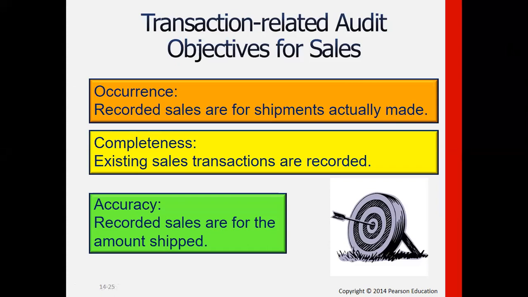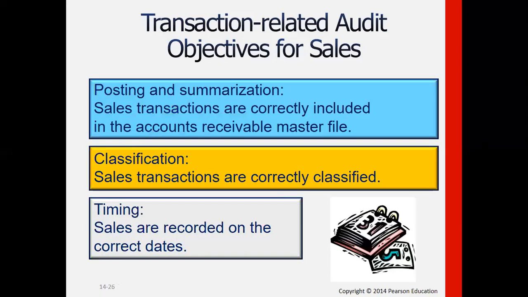In addition, these are the transaction-related audit objectives, which would be occurrence or existence. As explained a while ago, we'll check whether certain recorded sales are actually made, or the shipments have been made, or they actually occurred. Then completeness would be to check if those transactions confirmed to be existing have been recorded. Accuracy will be for the amounts or values as recorded for such sales. On the other hand, posting and summarization would be to check whether the sales transactions have been correctly included or posted or transferred or reflected in the master file.